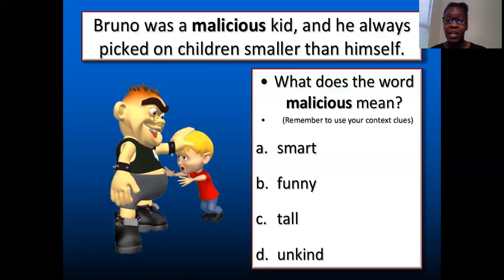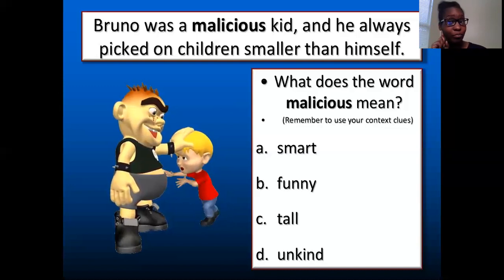No clues to give me that tells me anything about him being tall. And D, unkind. Now, if he's picking on smaller children, I definitely can see that as being something that is unkind. So I'm going to go with D, but let me show you strategy number 5.